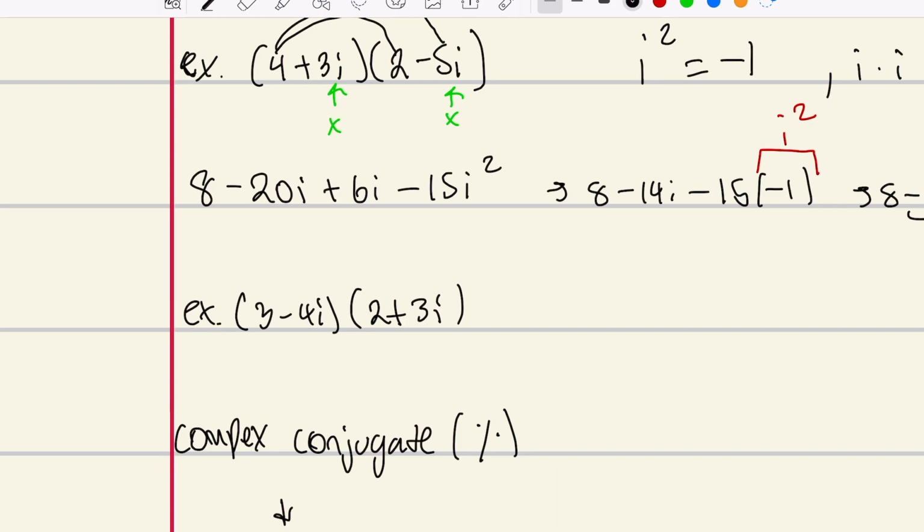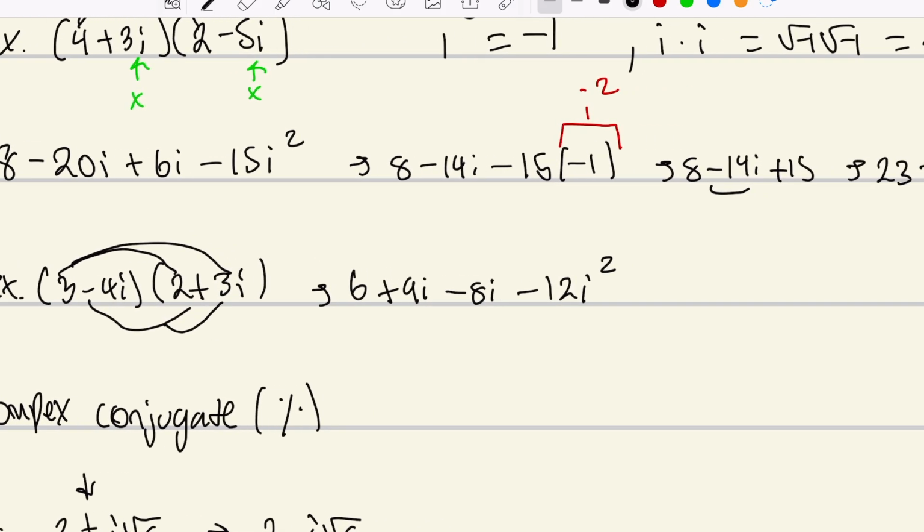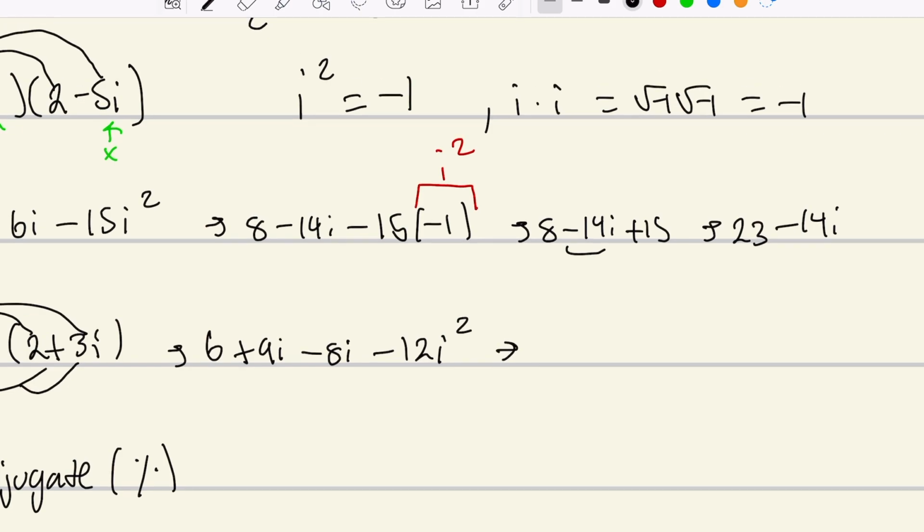Okay. So we're going to FOIL. 3 times 2, 6, right? 3 times 3i, 9i. -4i times 2, -8i. -4i times 3i, -12i squared. Okay. We're going to reduce this. Let me use arrows. I don't know why I keep doing that. Okay. 6. 9i minus 8i is plus i. Minus 12i squared is -1.